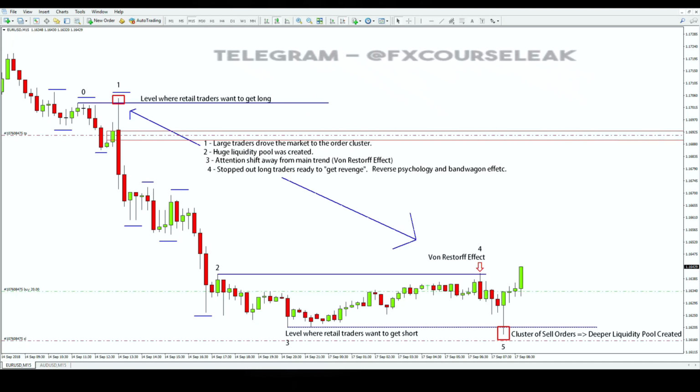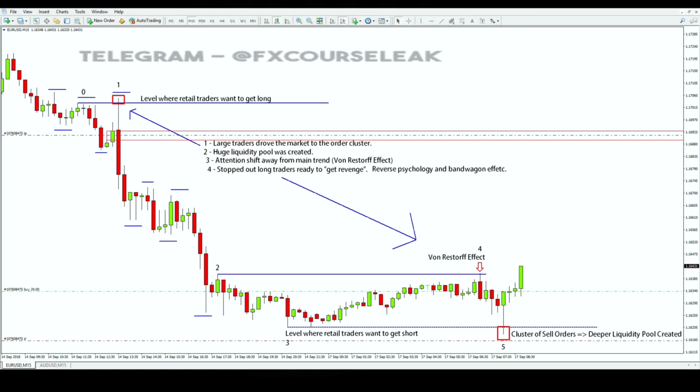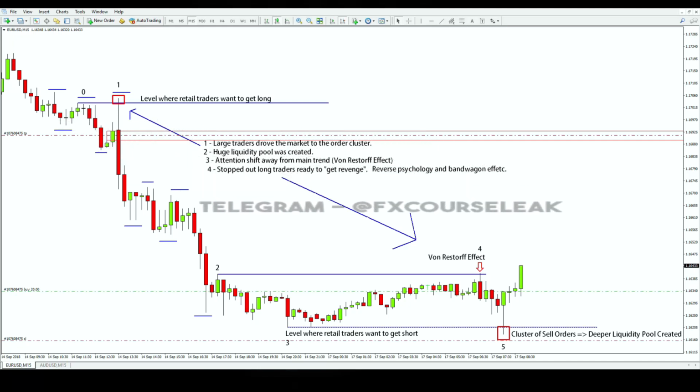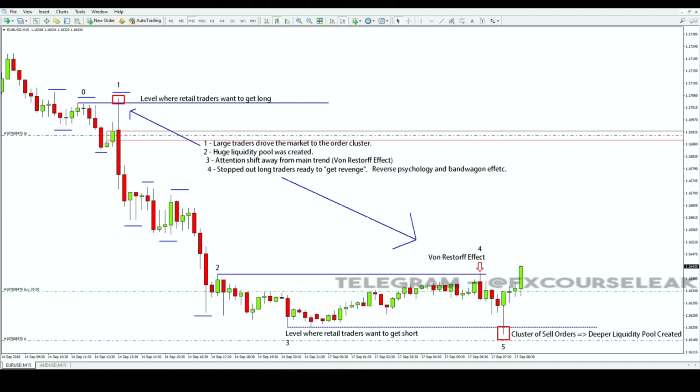Before we move on to the other steps, you should be able to realize that the moments that precede the break of high number 0 is what we called the von Restorff effect in the theoretical portion of the course. When price is near that point, all that those retail traders willing to go long can pay attention to is the high number 0. They completely ignore the fact that price is producing lower highs and lower lows.